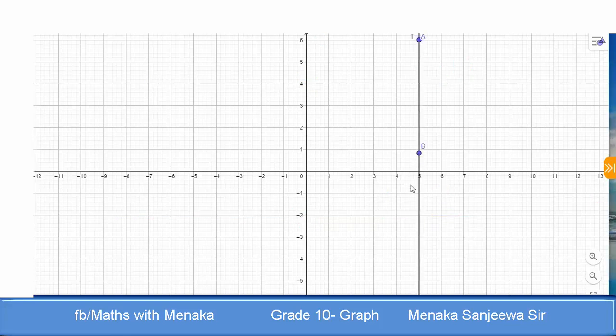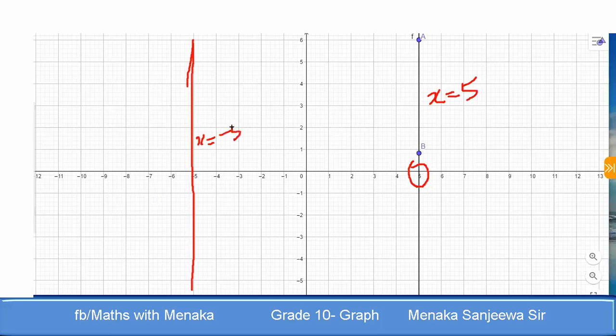This line is parallel to the y-axis and going through the x-axis. Where does this line intersect the x-axis? At 5. So if it is parallel to y, the equation should be x equals 5. Got it? The equation should be x equals 5. And if it's going through negative 5 on the x-axis, then the equation should be x equals negative 5.